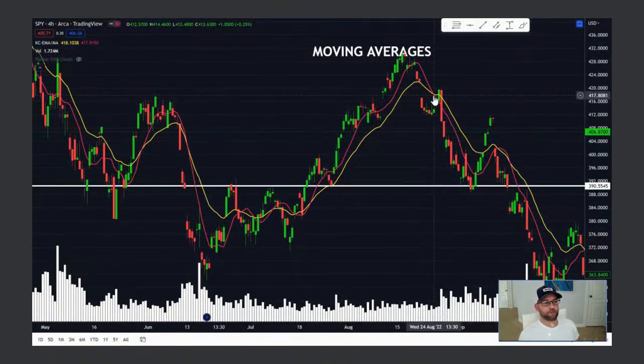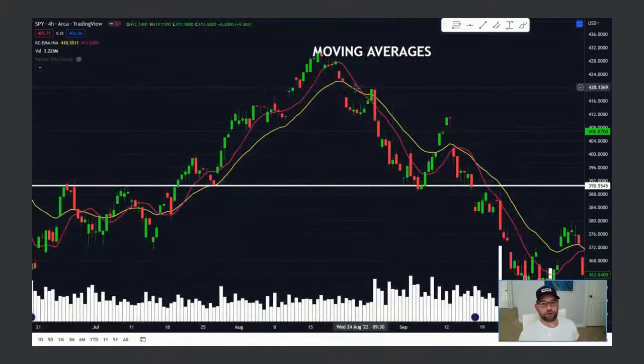I would personally wait for a pullback into the bearish cross right here. See, we have a cross right here where the 10 is crossing to the downside of this yellow 21. So that's a bearish cross. And then you can wait for this pullback, pulls back into this cross.